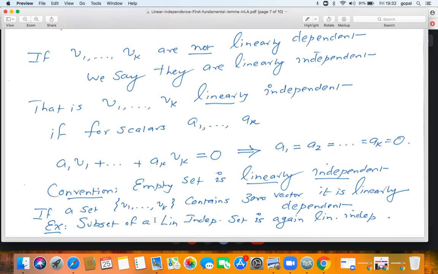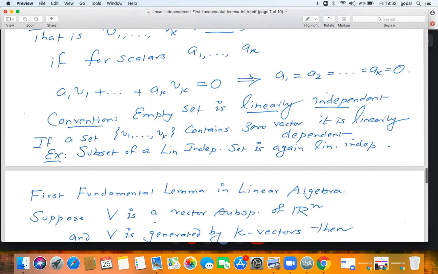If a set contains the 0 vector, it is linearly dependent. Exercise: a set containing the 0 vector is linearly dependent. A subset of a linearly independent set is again linearly independent.